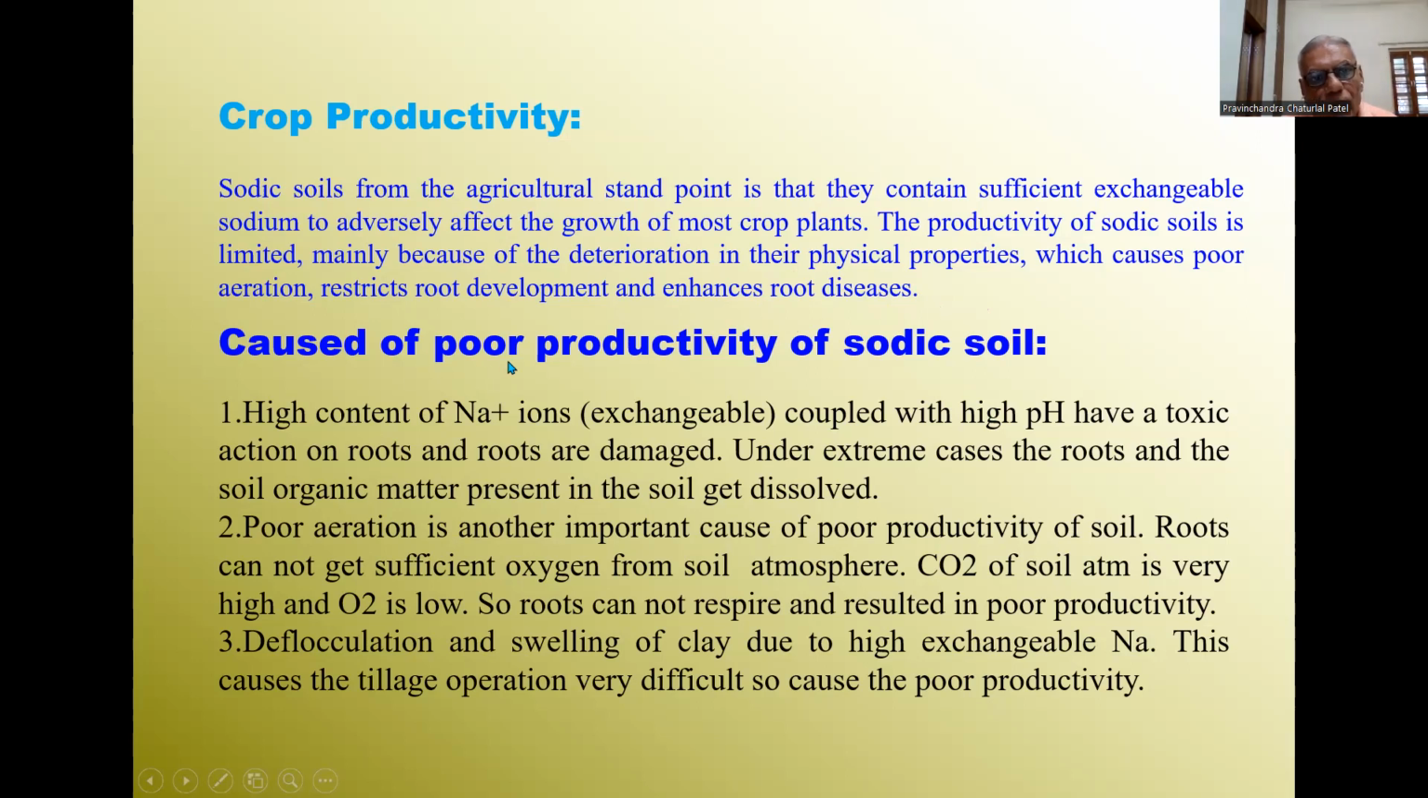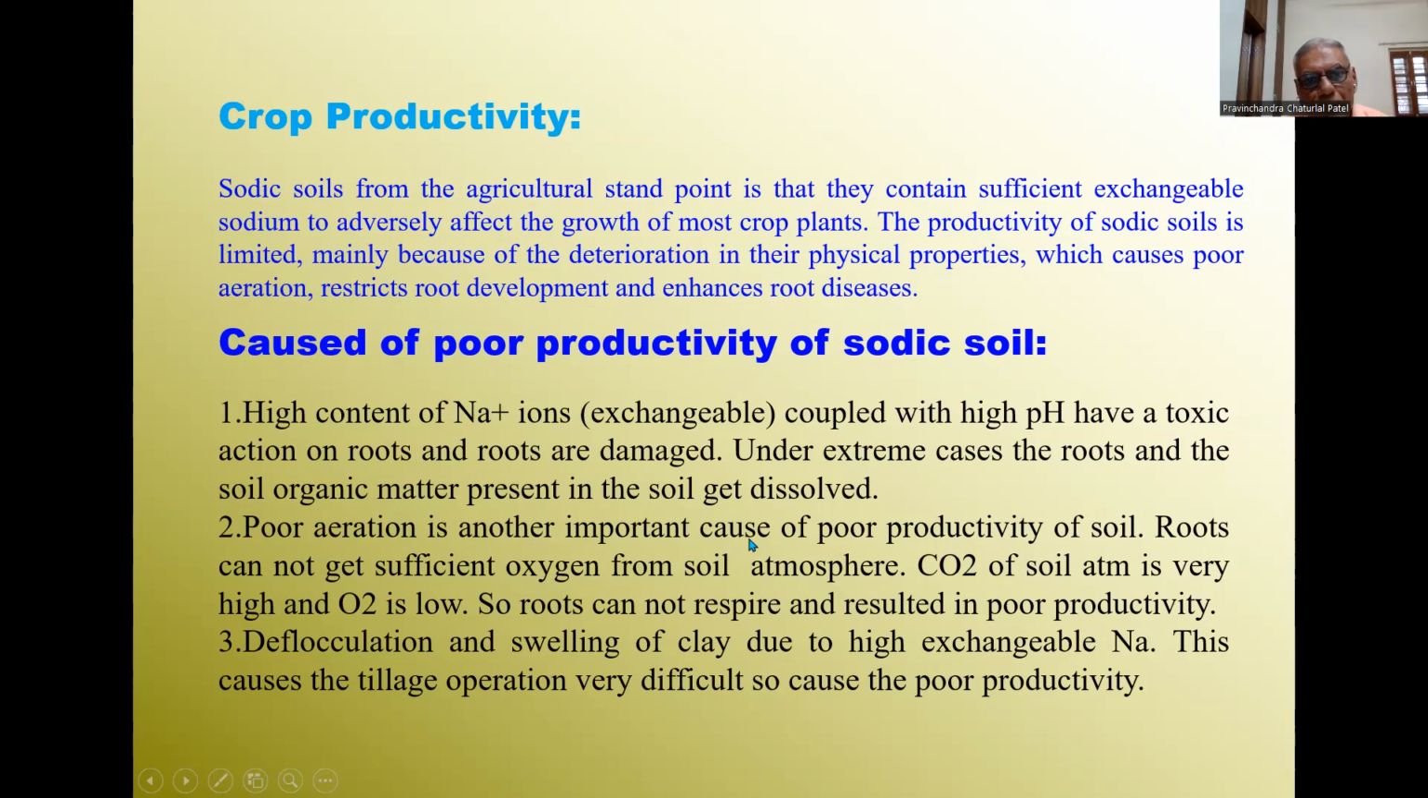Causes of poor productivity of soil: a high content of exchangeable sodium ion, coupled with high pH, has a toxic action on roots and roots are damaged. Under extreme cases, the roots and the soil organic matter present in the soil get dissolved. In the dispersed condition, the soil structure is deteriorated due to sodium on clay particles.